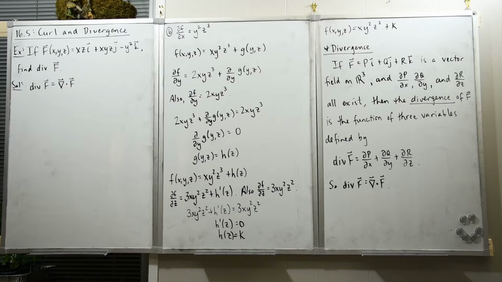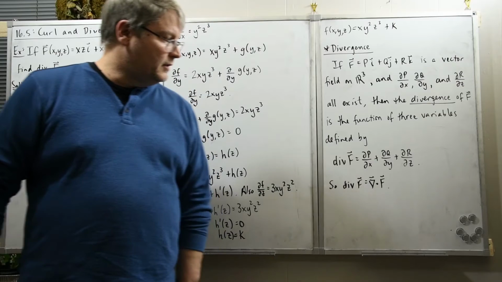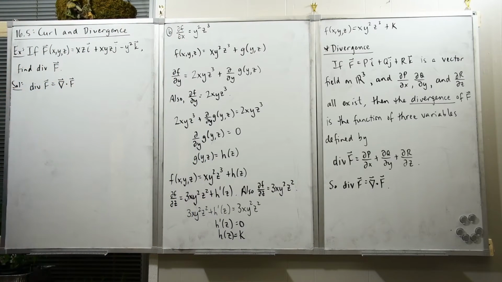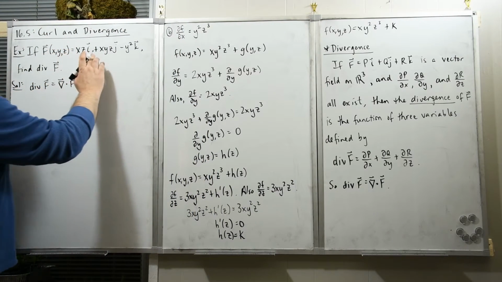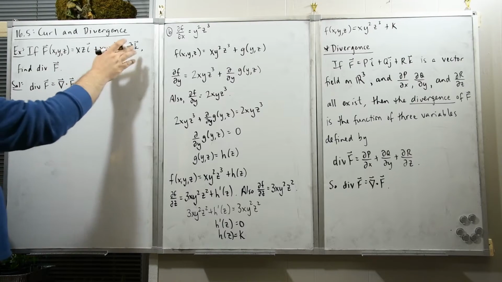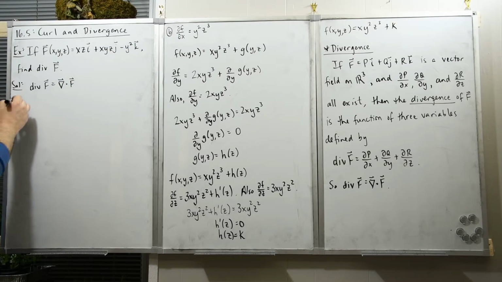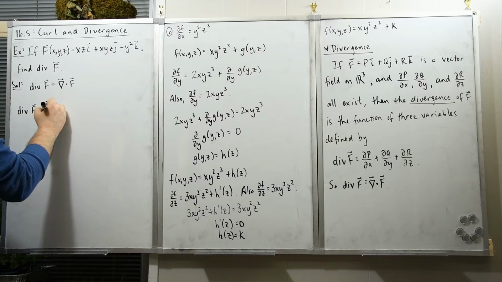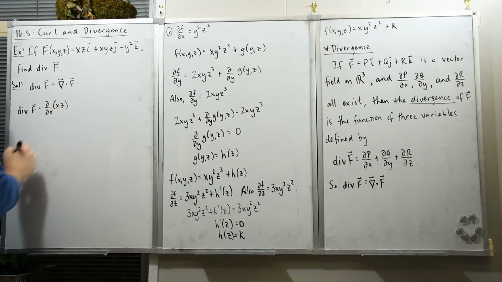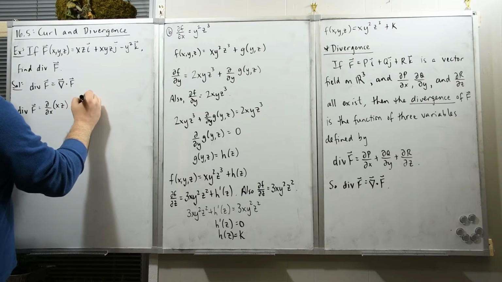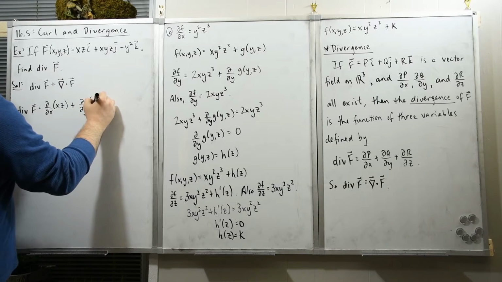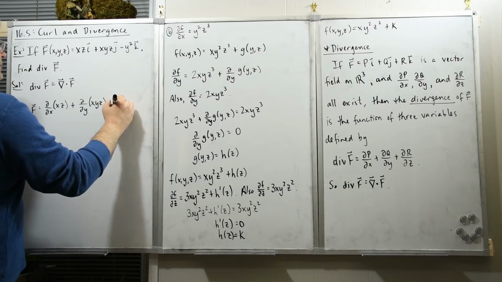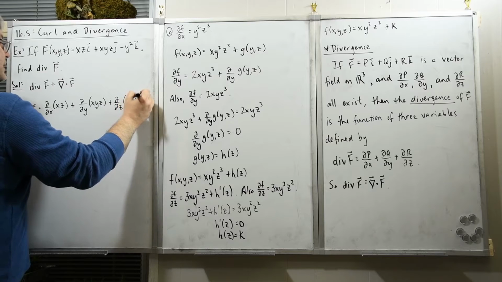All right, so del dot F. Now remember the way it's defined here: partial P with respect to x plus partial Q with respect to y plus partial R with respect to z. P is xz, Q is xyz, R is negative y squared. So the divergence of F: give me the partial with respect to x of xz plus the partial with respect to y of xyz plus the partial with respect to z of negative y squared.